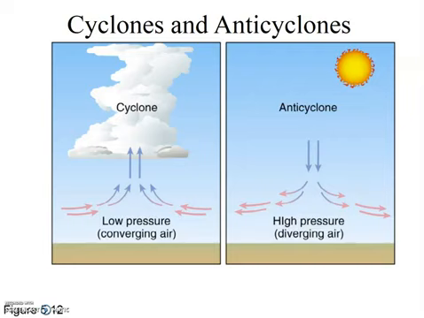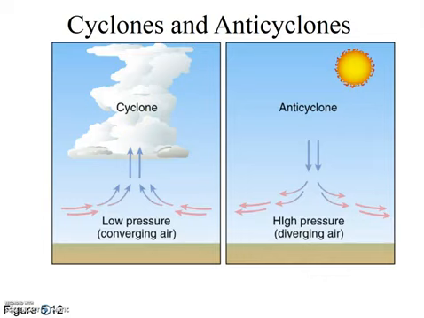Next, let's consider the low pressure system, the cyclones. Air is converging towards the center, but where does this converging air go? It has to go somewhere. Air leaves the cell by rising upward. Thus, the vertical motion in a cyclone, in a low-pressure cell, is upward.